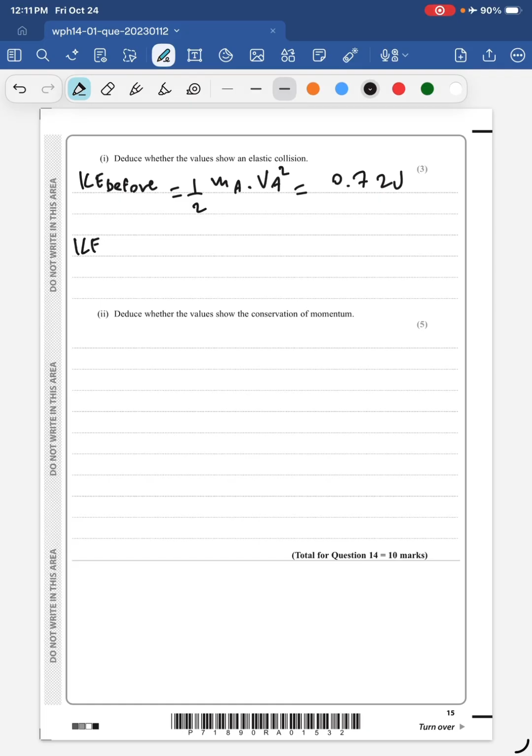The kinetic energy after is 1/2 the mass of A times VA prime squared plus 1/2 the mass of B times VB. Let's also call it prime, even though VB before the collision is 0. We will use the accent just to specify that this is the speed after the collision. If you add these two, you find 0.66 joules.